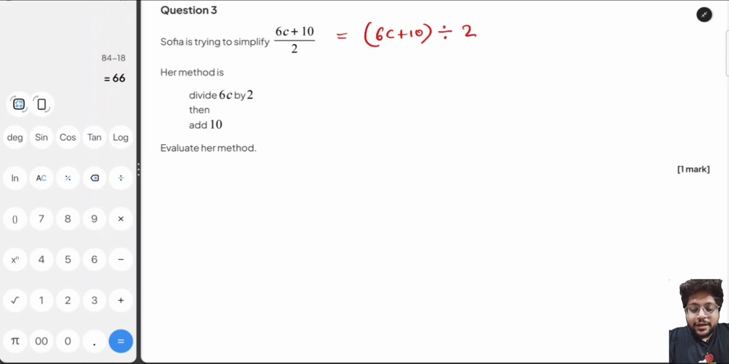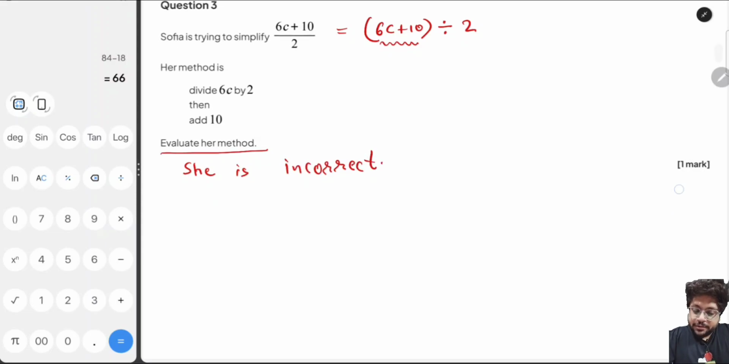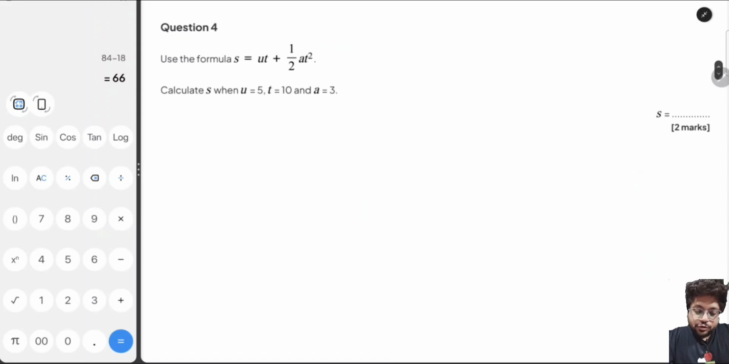Now when solving this expression using the BODMAS rule, first you will have to add 10 into the 6c, and then whatever is the answer, that answer you are supposed to divide by 2. Okay, so evaluate her method, that means here we just want to write whether she is correct or not. So we can directly write she is incorrect. Clear?